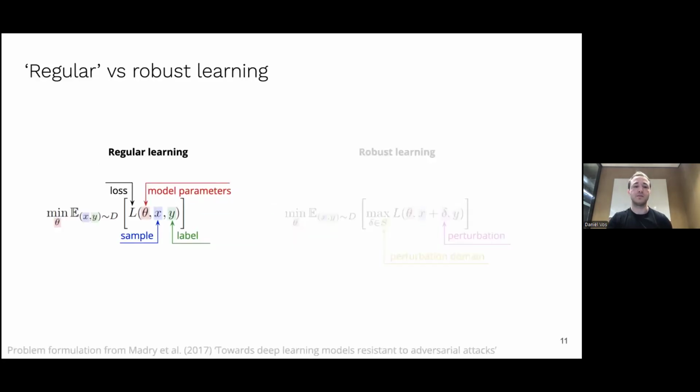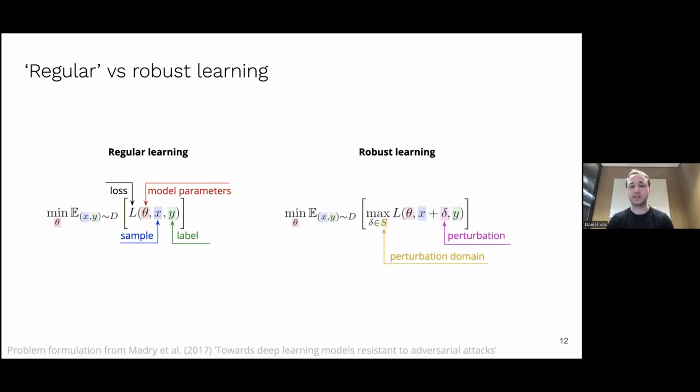And mathematically, what it looks like is as follows. So in normal learning, you've probably seen this many times before. We minimize a loss by changing our model parameters such that the expected loss for our samples and labels is low.